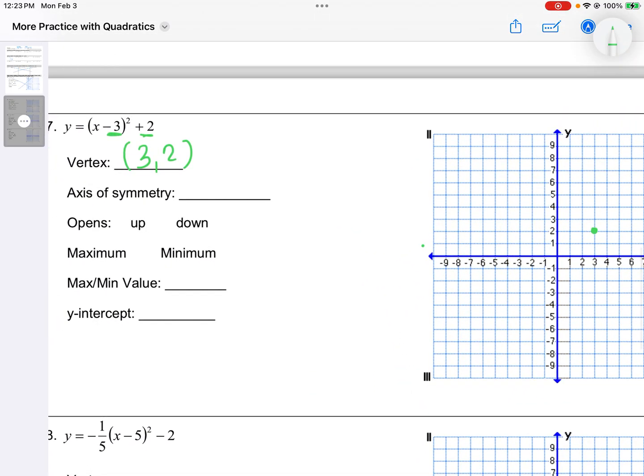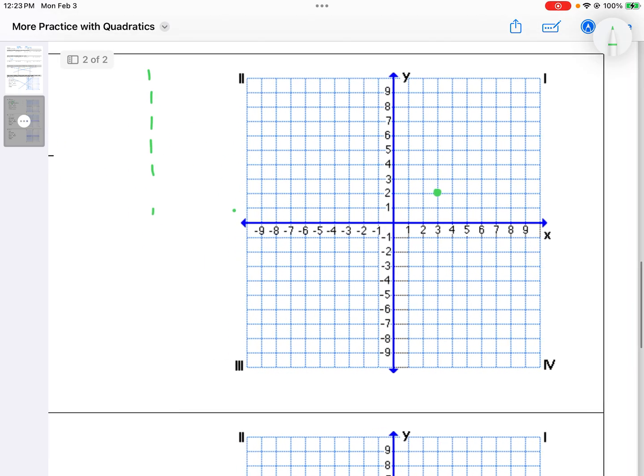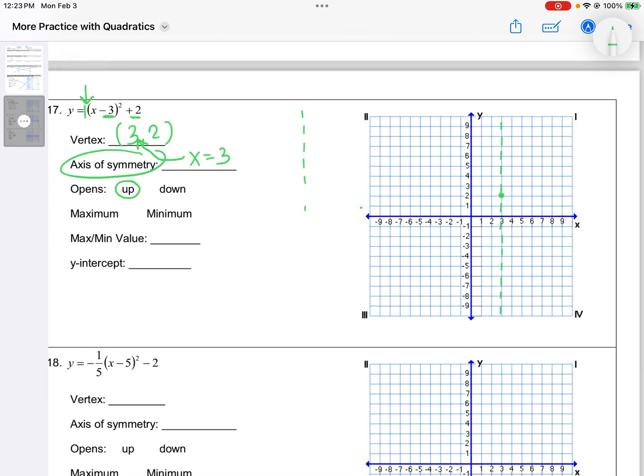I'm going to skip axis of symmetry for a moment. I know this graph is going to open up because right in front of that parentheses there's an understood +1, and if it's positive, our graph opens up. I also know where the axis of symmetry is. That's the vertical line that cuts our graph in half, and it will always equal the x value in your vertex. So x equals 3. You go to your vertex and draw a vertical line down through that ordered pair. Does this have a max or a minimum? I'm not really concerned about that for you. It technically has a minimum, but if you know the graph opens up, that takes care of that problem.